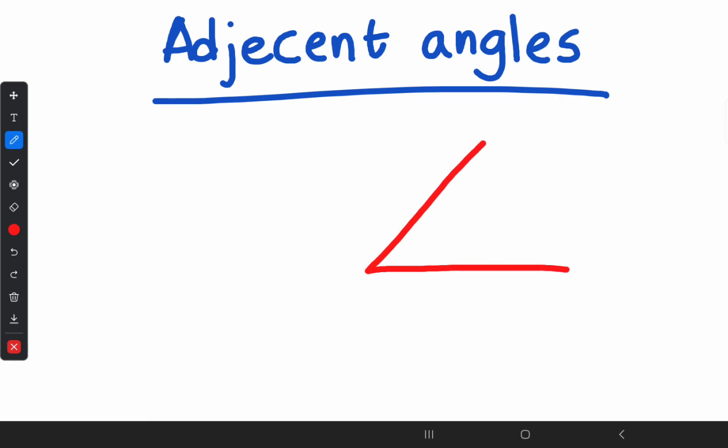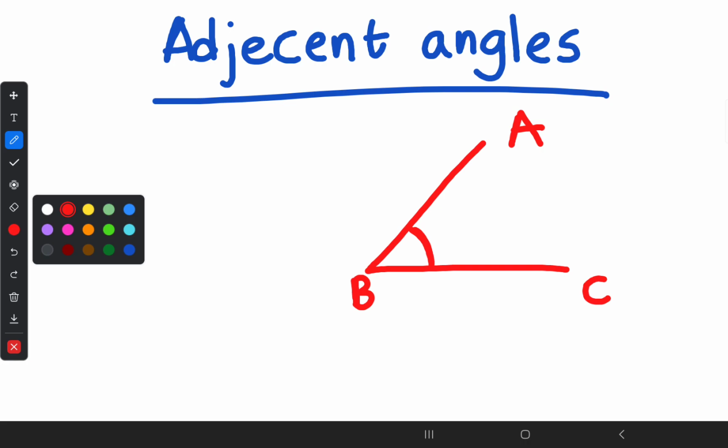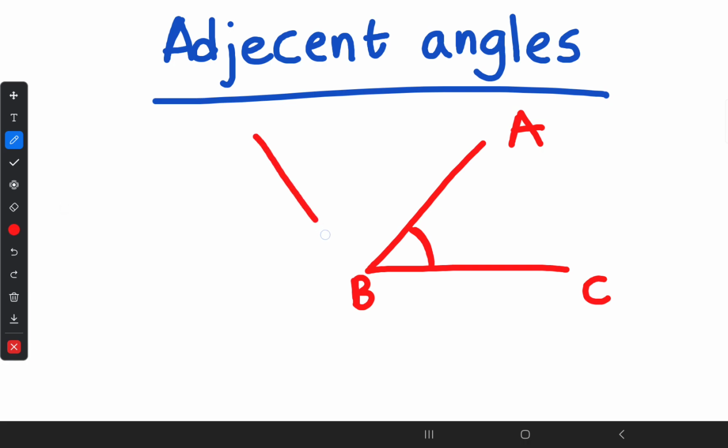Okay, this is our angle. Let's name it ABC. ABC is our angle. And when you draw another angle by using this one as a common vertex and common arm, we have two angles.